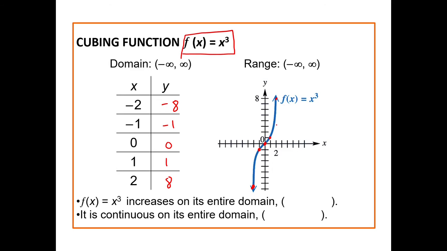It is a function that is continuous everywhere. It increases on its entire domain from negative infinity to infinity, and it is also continuous on the same interval from negative infinity to infinity.